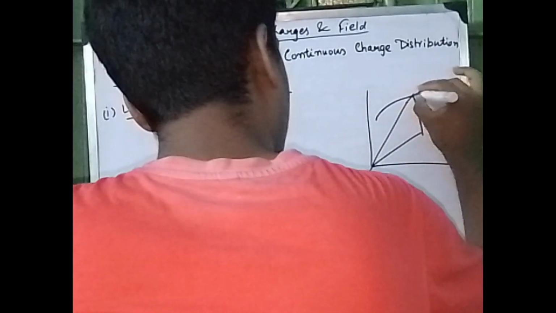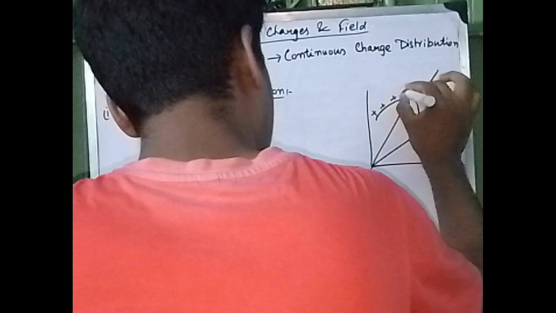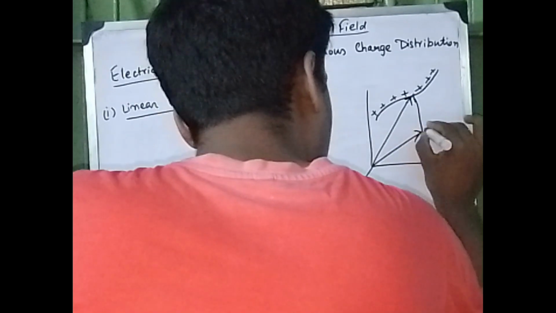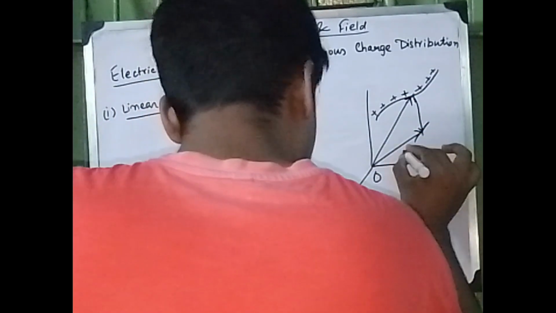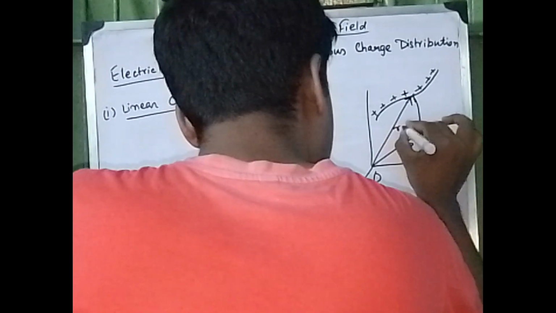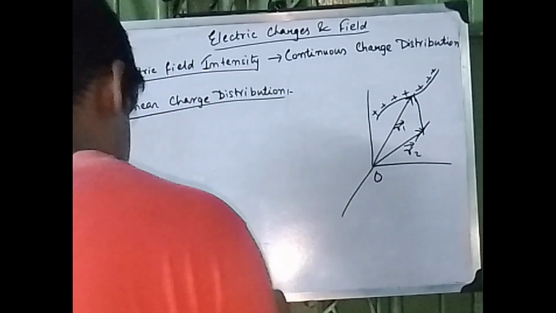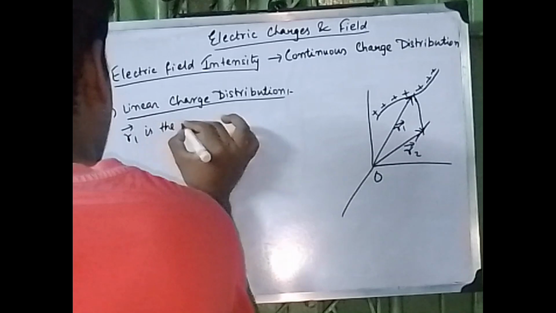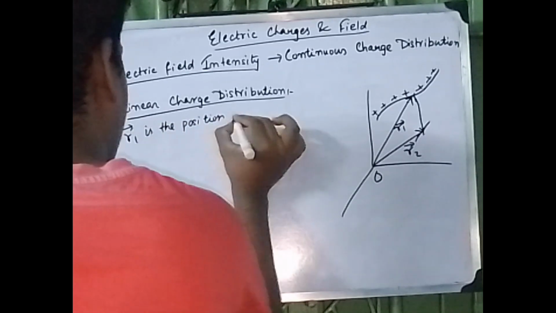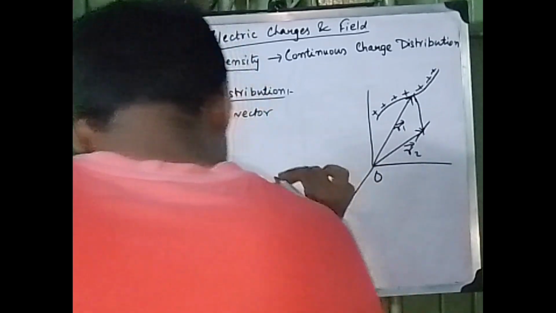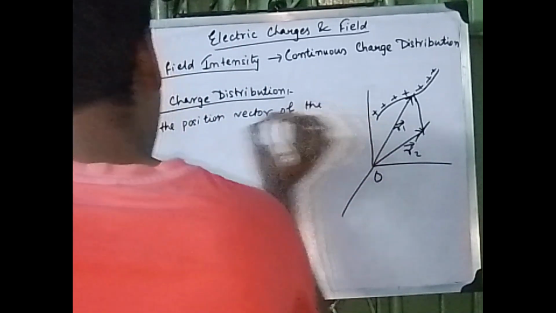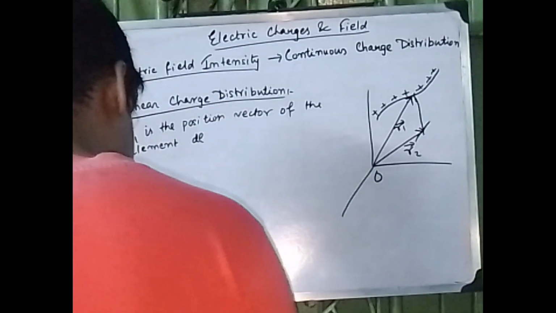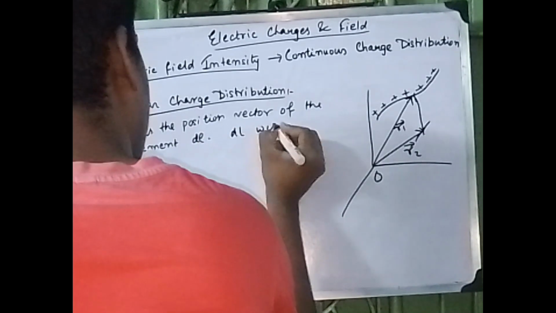For that, first we have to draw the diagram, where O is the origin and P is the point, and vectors r1 and r2 are the position vectors of the element dl. Let dl be an infinitesimally small element of the line charge. Then the charge on the element dl is dq equals lambda dl.